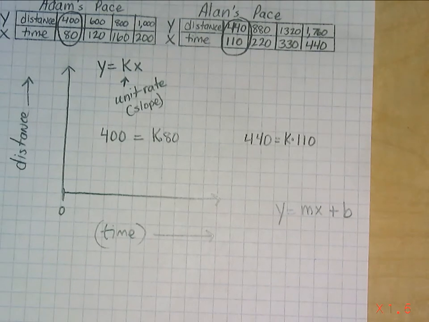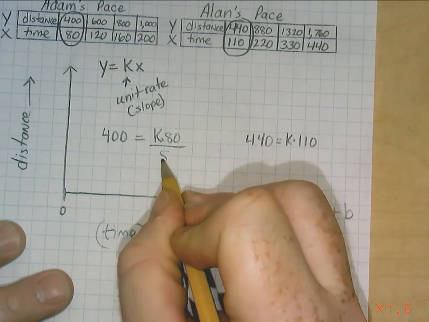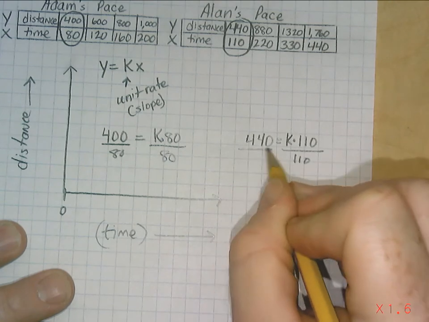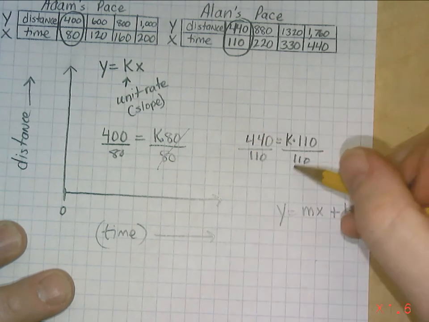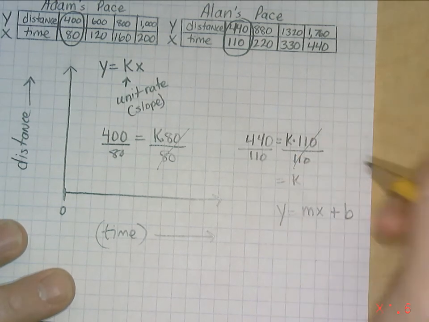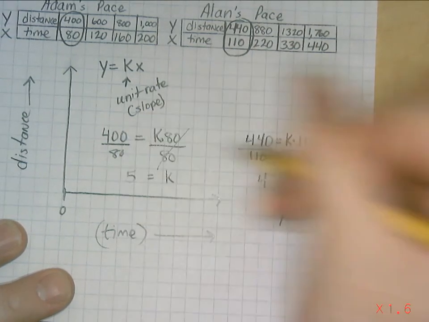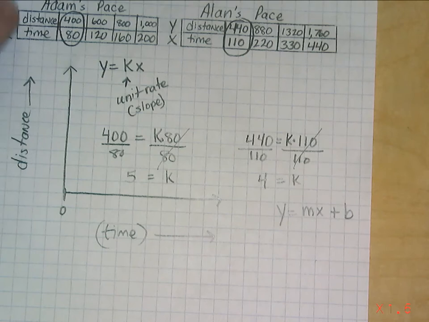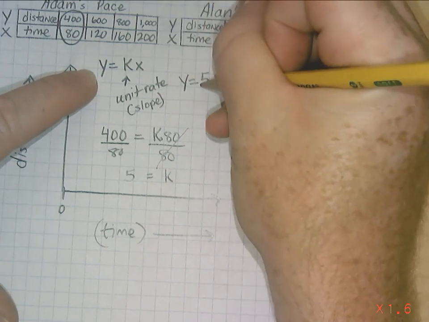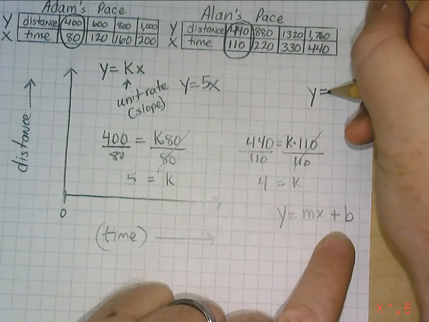And then you just do a one-step equation. You divide both sides by the number that you're multiplying to find out what k is. So when we do that, obviously this is going to cancel out, because that's the goal. The goal was to get rid of that. So we want to find out what k equals. So the equation for Adam is y equals 5x. And for Alan, it's y equals 4x.